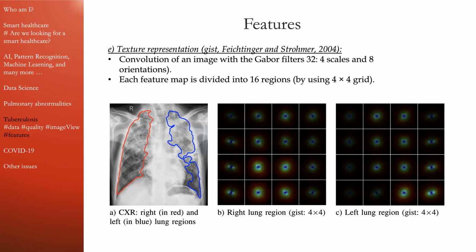So symmetry exists. And again, we didn't talk about the GIST features. Basically, it's all about taking Gabor filters inside the lung section and making partitions to see whether symmetry exists or not. Cool, right? Everything is good. This is how we do it.